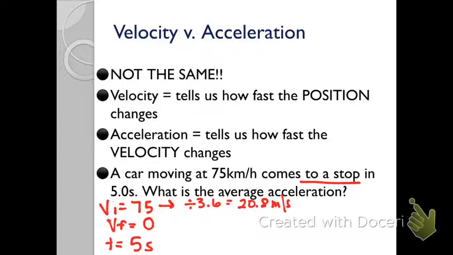Okay? So in this example, I'm moving in the positive direction and slowing down. So what sign should my acceleration have? Should it be positive or negative? It should be negative, right? So when I go to plug this in, acceleration equals final velocity minus initial over time. And I get negative 4.17 meters per second squared.